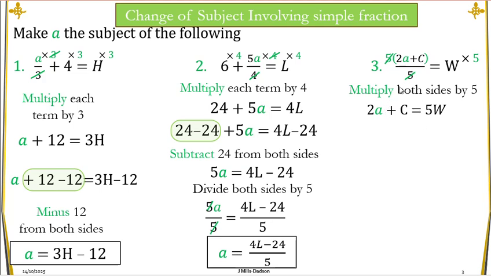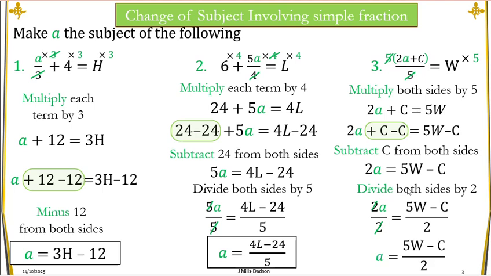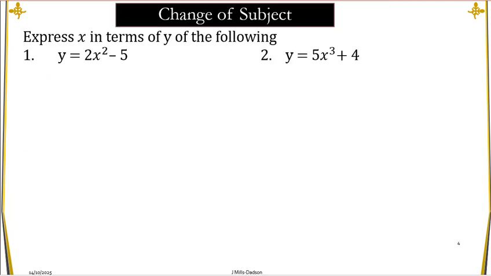Now I get rid of the plus C by taking away C from both sides. That gives me 2A equals 5W minus C. And to make A the subject, divide both sides by 2. Cross out the 2 on this side. Therefore, A is now equals 5W minus C over 2. So this is another example of change of subject involving simple fractions. Next one will be when we have a square term in it.